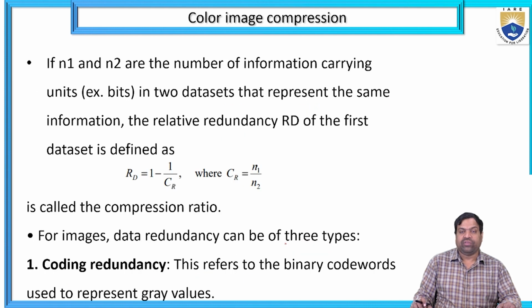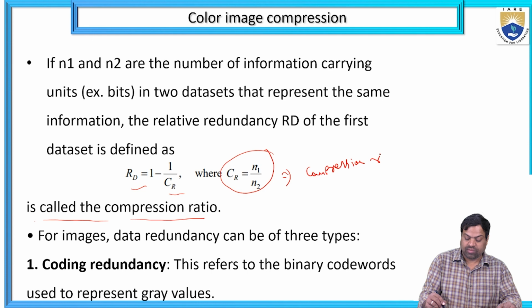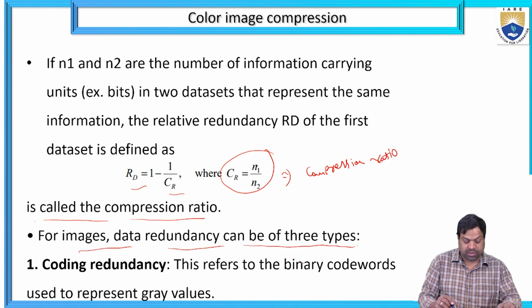If N1 and N2 are the number of information carrying units, for example bits, in two datasets that represent the same information, the relative redundancy RD of the first dataset is defined as RD equal to 1 minus 1 by CR, where CR equal to N1 by N2. This is also called the compression ratio. For an image, data redundancy can be of three types.